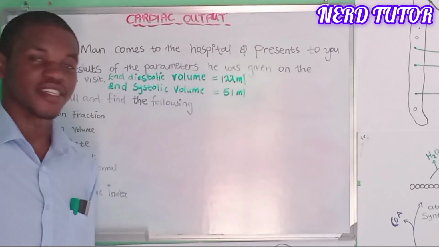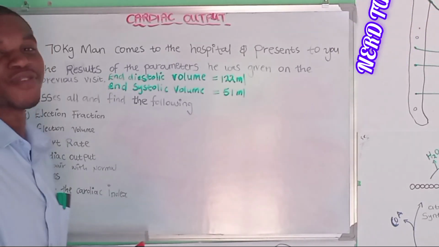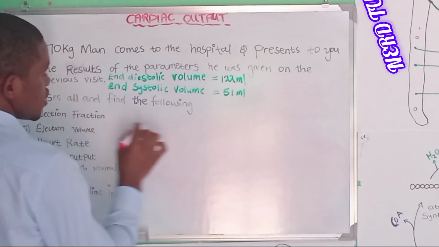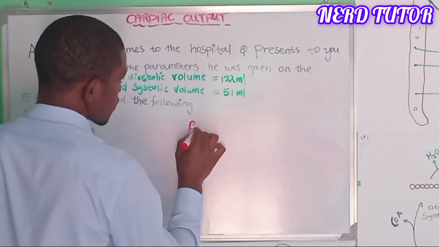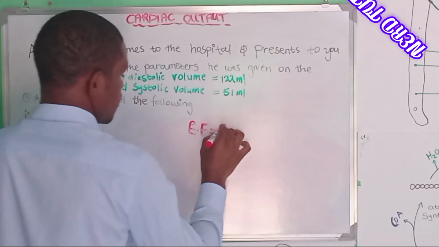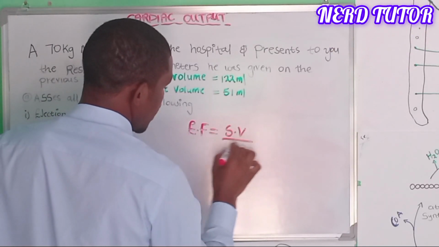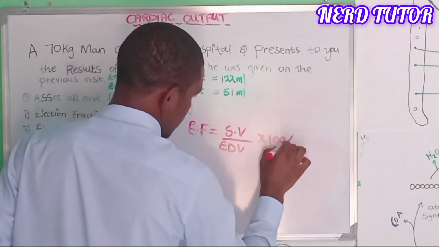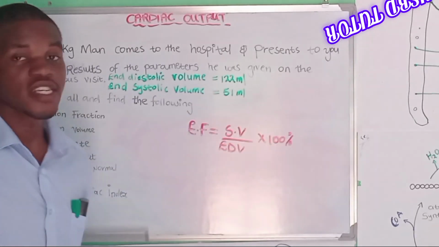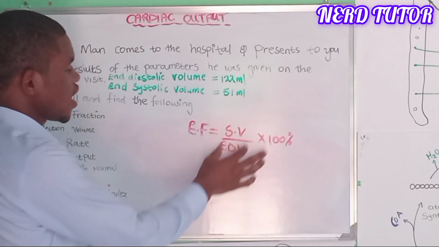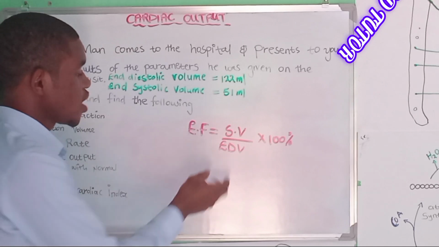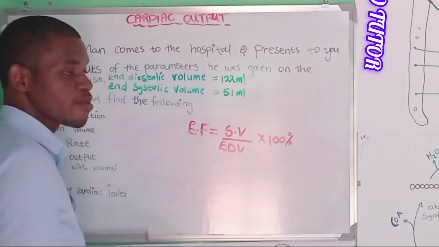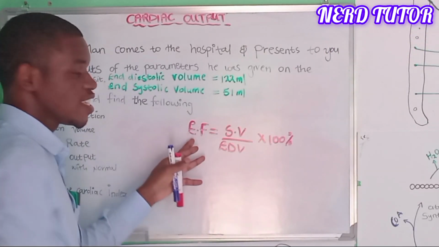Cardiac output, so let us go right into it and solve. Ejection fraction is our first question here. How do we solve it? Ejection fraction is given by the stroke volume over the end diastolic volume, times 100%. This is the ejection fraction equation that we use. Very simple. Do we have the stroke volume? No, we don't. Do we have the end diastolic volume? Yes, we do. So we just have to find the stroke volume to continue solving for ejection fraction.